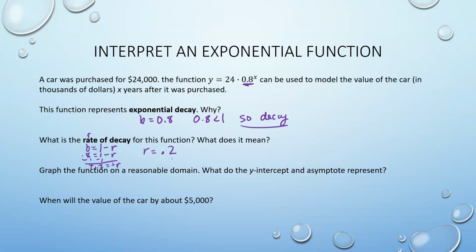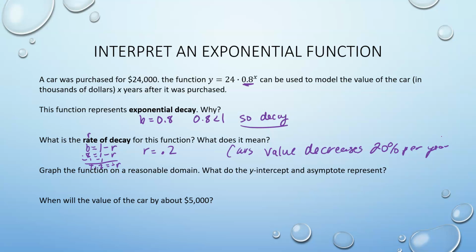Okay? Now, that's what the r is. But remember, usually they give me words in the problem that would help me find r. This time they're just giving me the equation. If they had written this out in the problem, an r of 0.2 would have been a percent, so it would have been 20%. And because my b is less than 1, it actually means that the car's value decreases 20% per year.